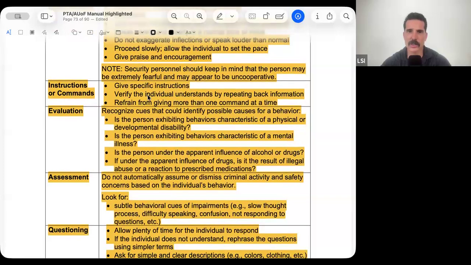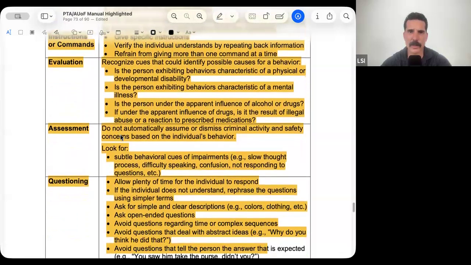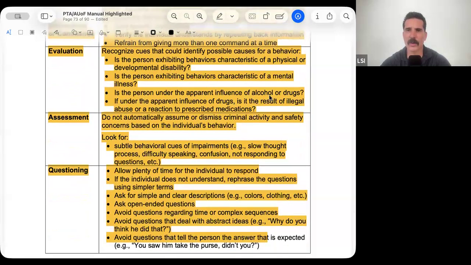Then instructions or commands. Give specific instructions. Verify the individual understands by repeating back information. Refrain from giving more than one command at a time. Evaluation. Recognize cues that could identify possible causes for a behavior. Is the person exhibiting behaviors characteristic of a physical or developmental disability? Is the person exhibiting behaviors characteristic of a mental illness? Is the person under the apparent influence of alcohol or drugs? If under the apparent influence of drugs, is it a result of illegal abuse or a reaction to prescribed medications?